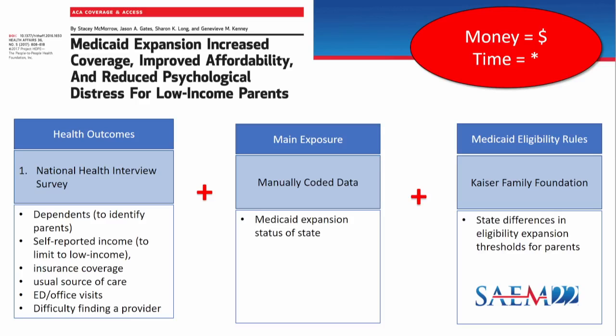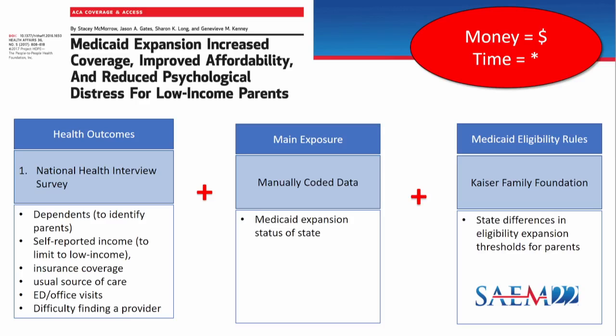They found out how many dependents the respondents had, so they could identify parents. They had information about income, insurance coverage, whether or not they had a usual source of care, and ED and office visit use in the past 12 months. It's self-reported data, but it covers whether or not the patient had difficulty finding a provider in the last year, and this survey also tells you if patients had an unmet care need in the past year.